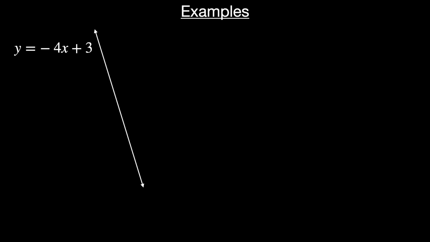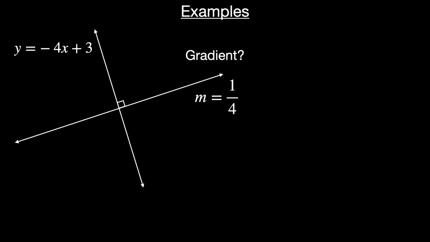Let's look at finding the gradient of a perpendicular line. So if we're given a line with an equation y = -4x + 3, you will often need to find the gradient of the line perpendicular to that line. So what is the gradient of this perpendicular line? Well, you should be able to pretty quickly tell me what it is, because it is the negative reciprocal of the gradient of this line. Remember, the gradient is the coefficient of x, so we know the gradient of our original line is -4, and the negative reciprocal of that is 1/4, positive 1/4. So the gradient of this perpendicular line is 1/4.